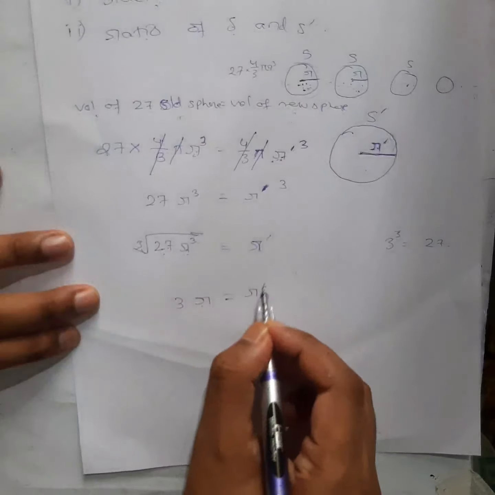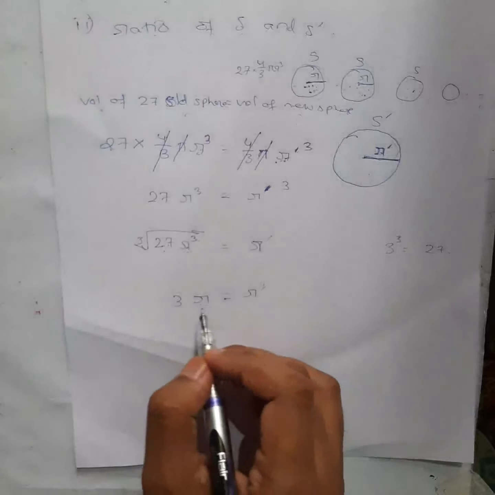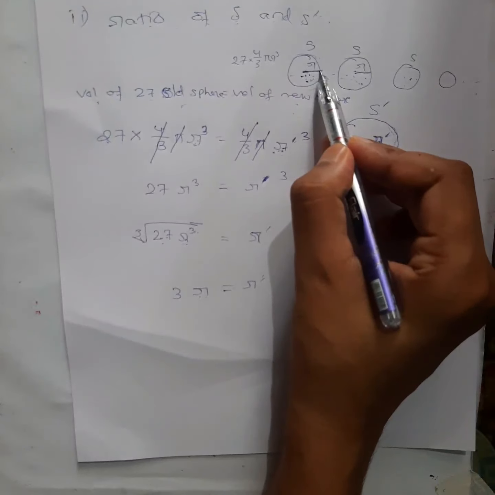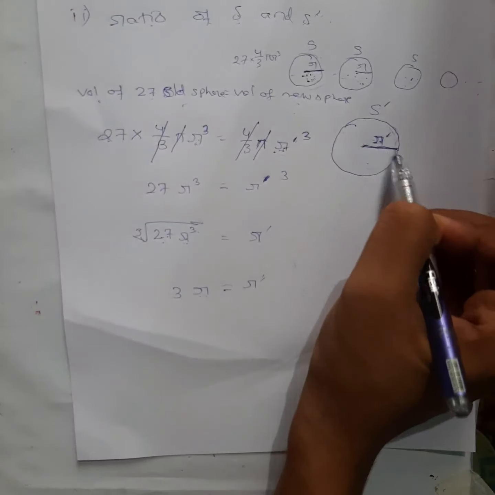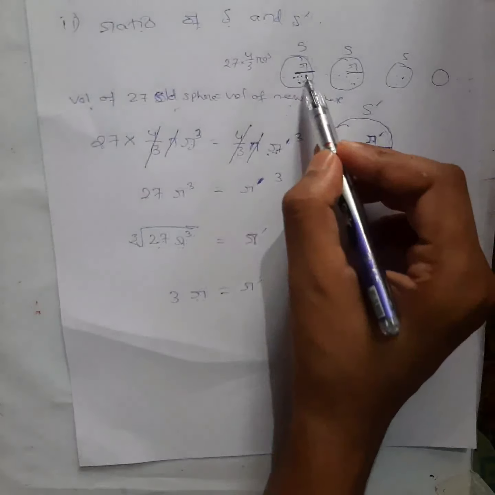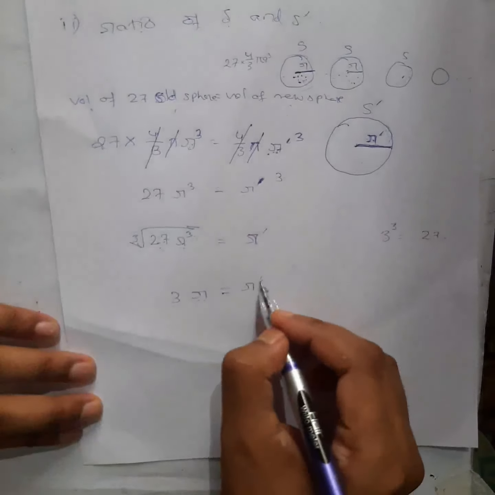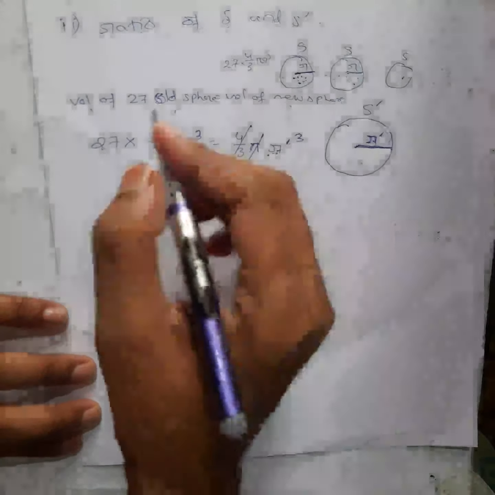So r dash is equal to how much? Thrice of r. Whatever is the radius of this one, the radius of the new sphere will be 3 times bigger than this. Okay, that's what the meaning is. So r dash we got it, number 1.